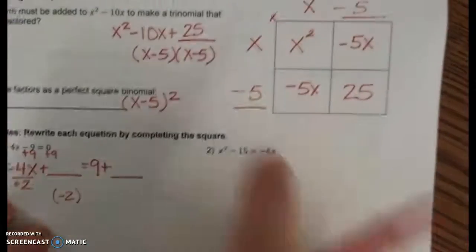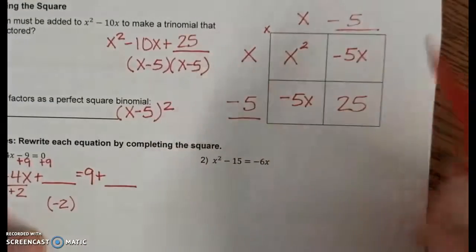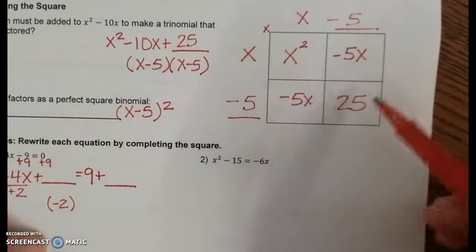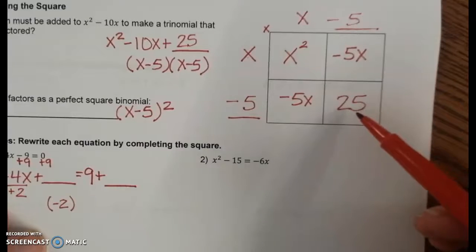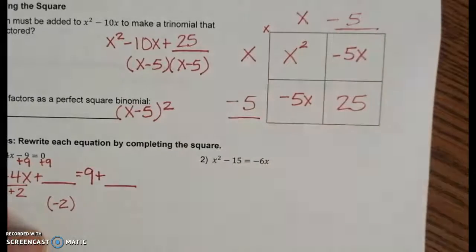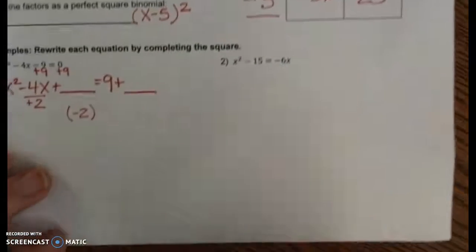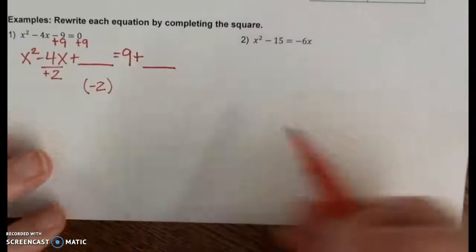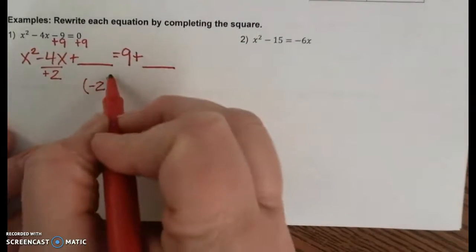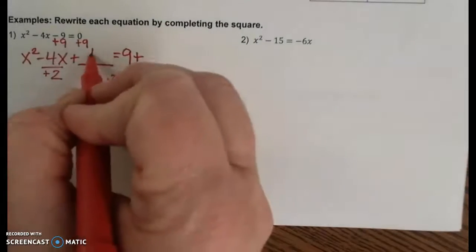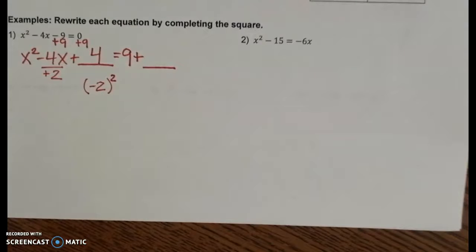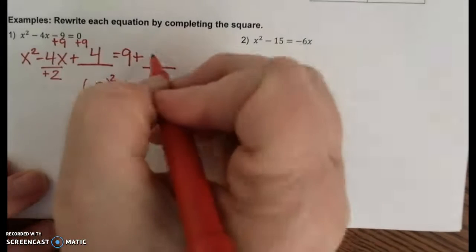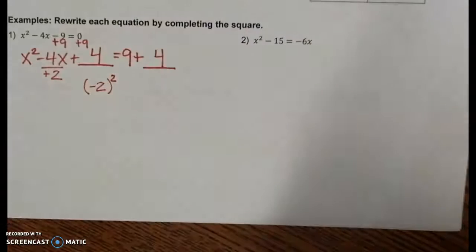Okay, so that's how we were kind of getting these 5s, and when we completed the square, we did negative 5 times negative 5 and got positive 25. So really, we were squaring negative 5 because we were multiplying it by itself. So we're going to do the same thing here. We have the negative 2, we're going to square it, which gives us 4. That's going to be our new number that we're going to substitute in here. If I add 4 to the left, I need to add 4 to the right.